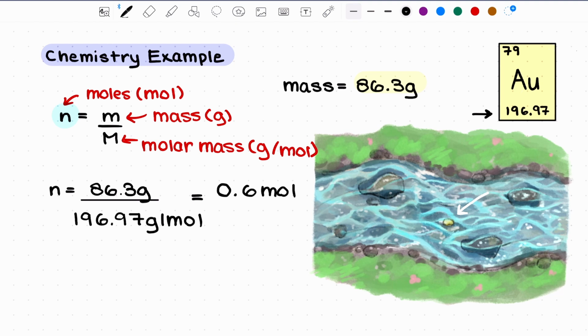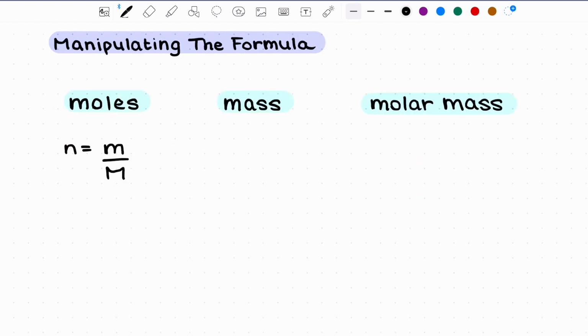Okay, so that is our first case of working with the formula. And our formula has only 3 things in it, just mass, molar mass, and moles. So next we're going to talk about how to manipulate that formula to solve for mass or molar mass, because you might get a question where they give you the moles or they give you 2 other pieces of information and they want you to solve for the missing piece. Here we go. Now I'm going to show you how to manipulate our formula in order to isolate for mass or molar mass, depending on what the question wants.